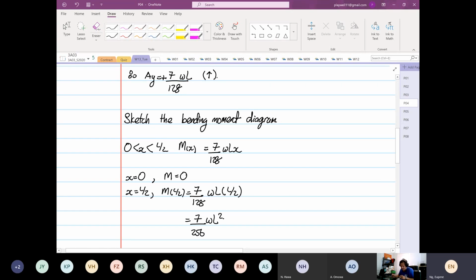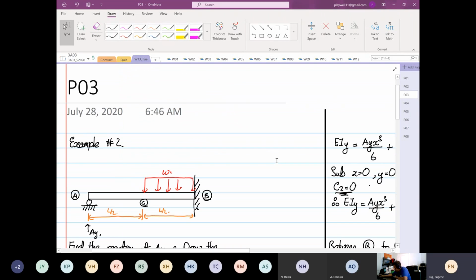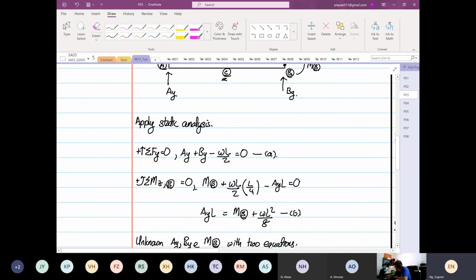So we know the specific point, 7 divided by 256 is equal to 0.02734 omega L squared. Then we look at x from L over 2 to L, M as a function of x. Okay, give me a few more minutes, I'm almost done. M as a function of x. So you go to the other equation now, which we have formed.